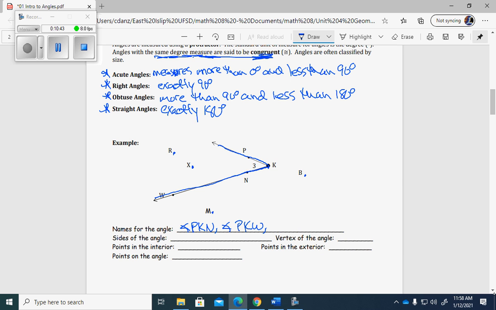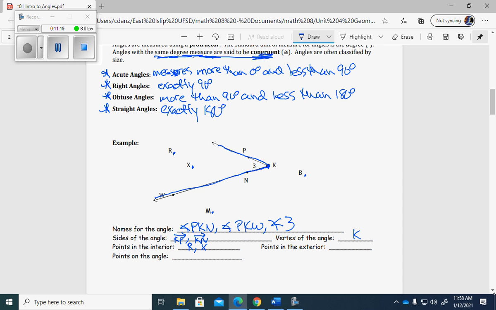Also, there's a number in here. I could call it angle 3. That's my favorite. Some people call it angle K, but I don't like that, so I'm not writing it down. The sides of the angle, remember sides are rays that start at the endpoint. So ray KP is one of the sides, and you could call the other KN or you could call it KW, it doesn't matter, it's the same thing. The vertex is K. Points in the interior, those points inside are R and X.